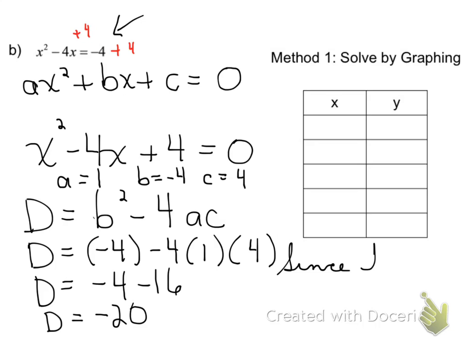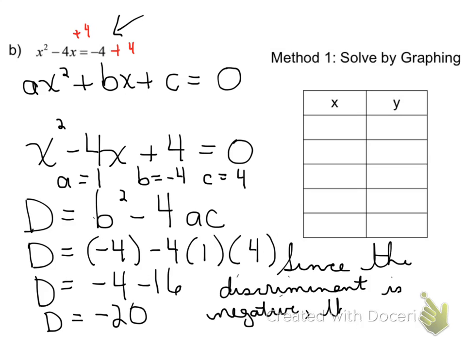Since my discriminant is negative, so I'm going to show you, write this down. Since the discriminant is negative, there are no real roots. Because if you complete the quadratic formula and you try to do the square root of a negative number, it's not going to let you. So you're stuck at that point when you try to solve this using the quadratic formula. That's why there are no zeros.